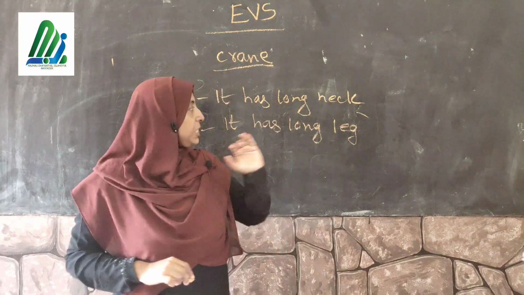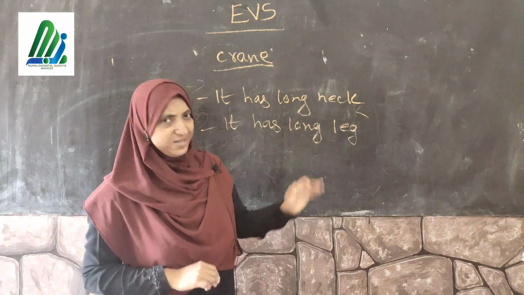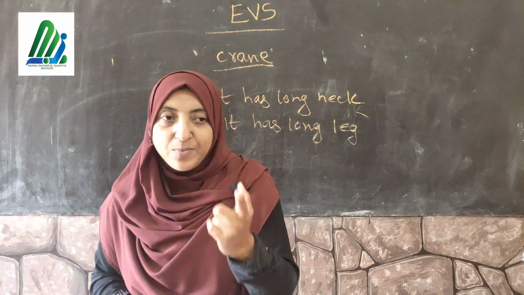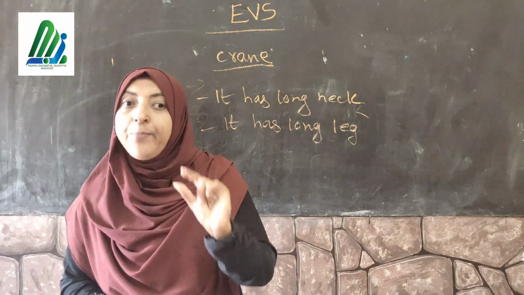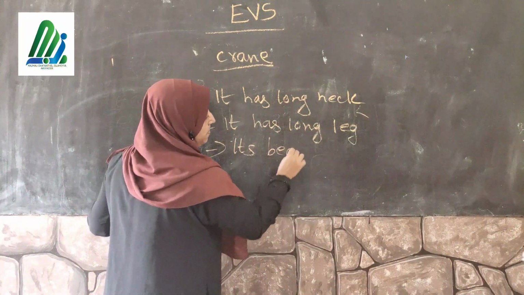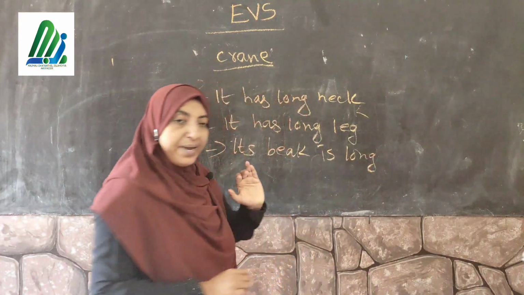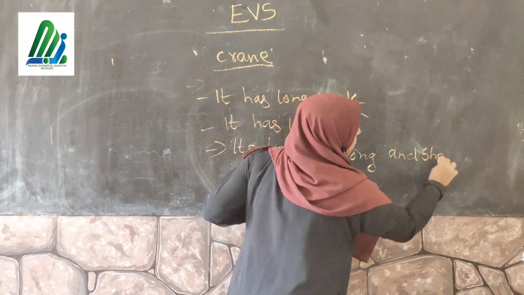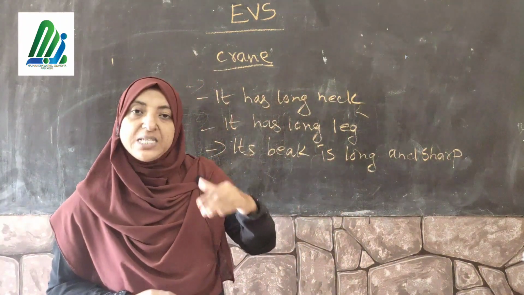Then third one. So, you told the important features: it has a long neck, then it has long legs. Then one important point. Yes, say loudly. What's that? Yeah, beak. What's the important feature of the beak? Yeah, its beak is also long and pointed. Its beak is long and pointed, or we can say sharp.